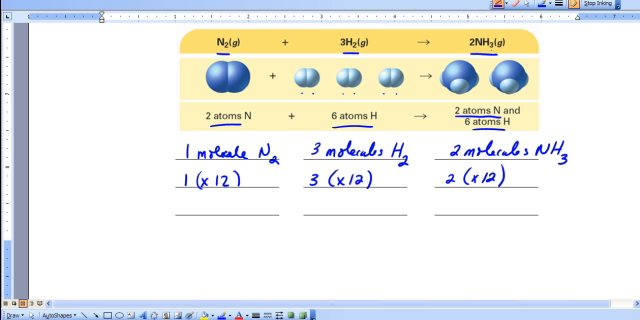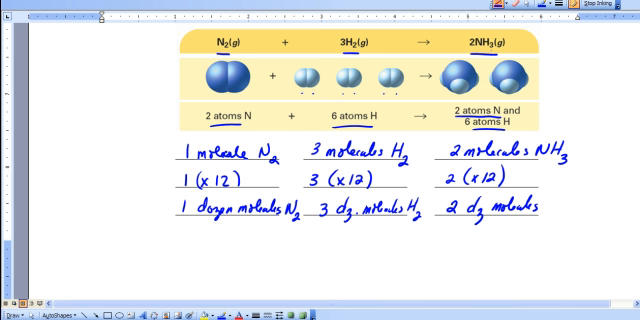Now, if you did that, you could talk about this in a different way. You can say 1 dozen molecules of N2 react with 3 dozen molecules of H2 to produce 2 dozen molecules of ammonia. That is also valid.